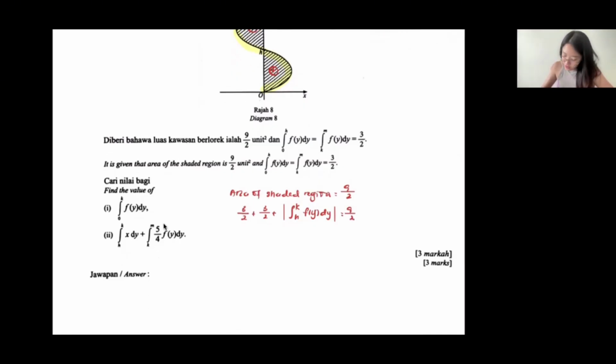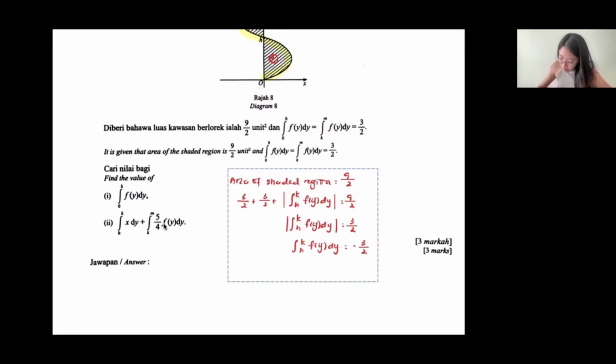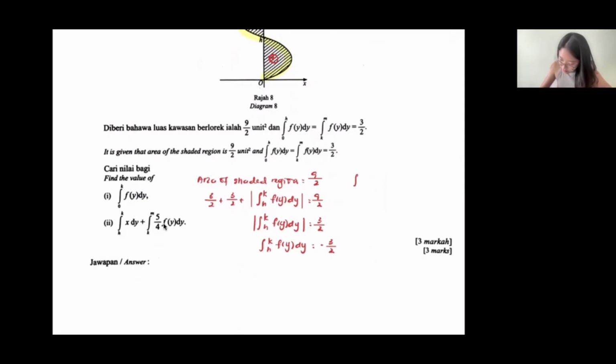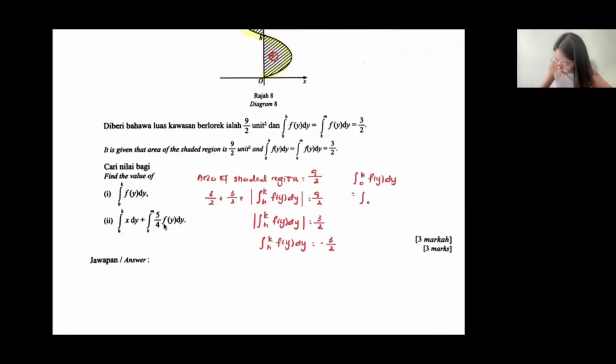What do you get here? Moving 3 over 2, 3 over 2 over, the modulus of k to h f(y) dy is also 3 over 2. But when you move the modulus over, initially the integral from h to k of f(y) dy is in a negative zone, so you're supposed to have a negative answer, negative 3 over 2. What they want here is from 0 to k. I'm doing this in much detail. 0 to k means you combine 0 to h and h to k.